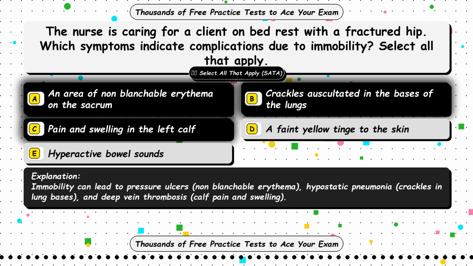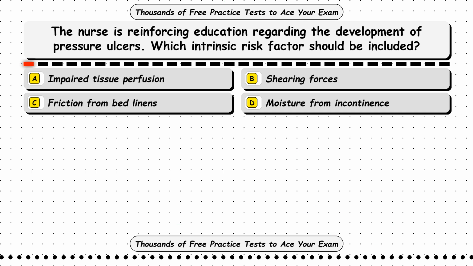Question 43. The nurse is reinforcing education regarding the development of pressure ulcers. Which intrinsic risk factors should be included? Option A, impaired tissue perfusion. Option B, shearing forces. Option C, friction from bed linens. Option D, moisture from incontinence.